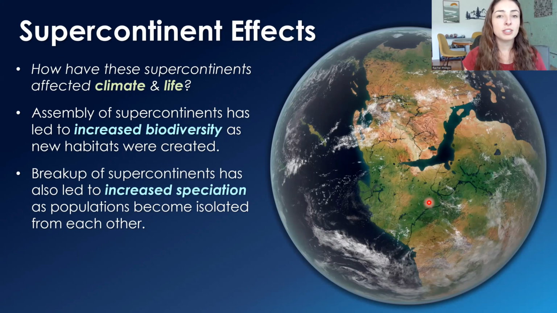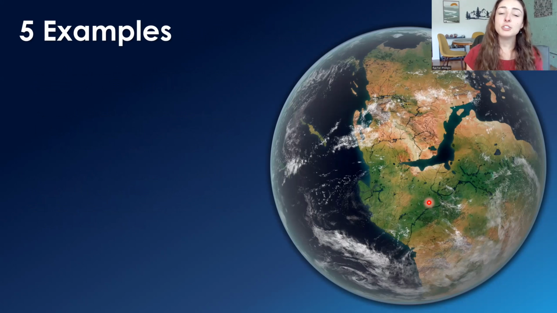But the breakup of supercontinents also has often led to increased biodiversity through increased speciation, or the formation of new species, because it isolates populations of species from one another. So now we'll get into the 5 major examples of times that supercontinents have greatly affected life.